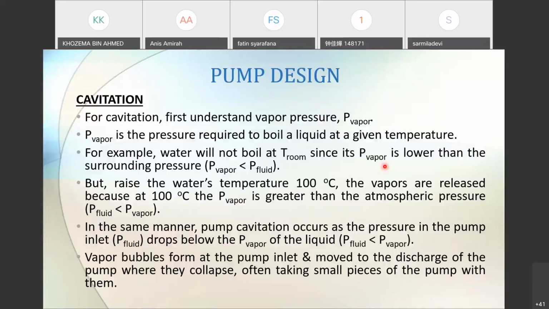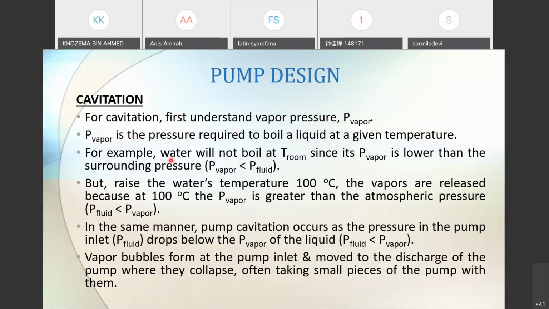In this part, we are going to be looking at another important term for pump design, which is called cavitation. Before we look at what cavitation is, first of all, you need to understand what vapor pressure is. Vapor pressure is the pressure required to boil a liquid at a given temperature.